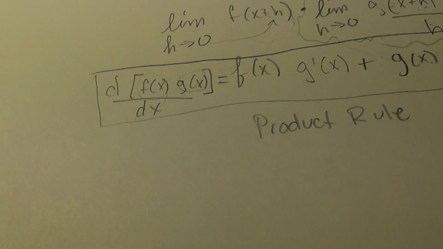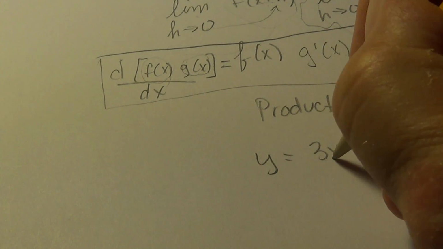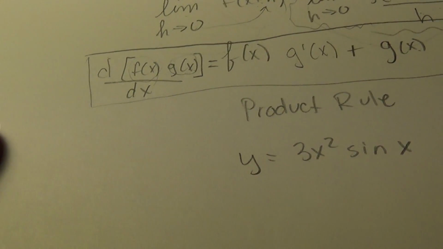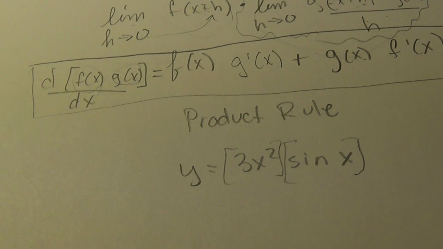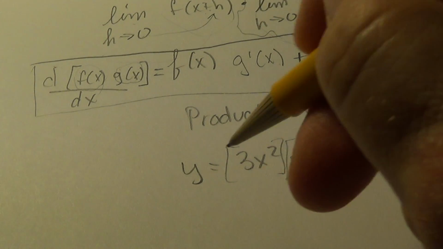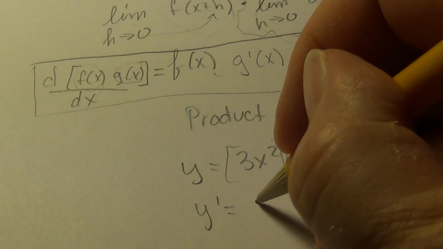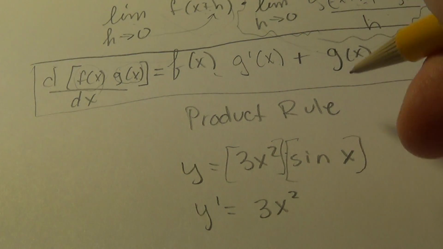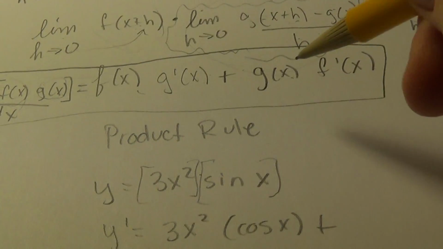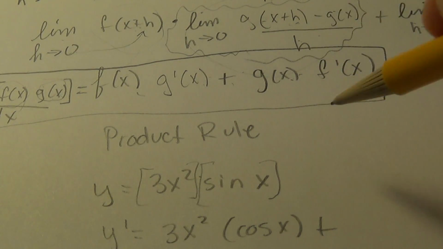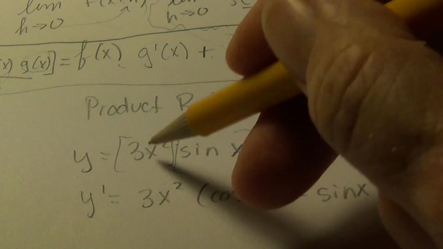So let's go ahead and use the product rule. Say that I have y equals 3x squared sine x. So I have to observe that that is two expressions that are multiplied together. So I have a product. So the derivative is going to be the first expression, unchanged, times the derivative of the second, plus the second times the derivative of the first.